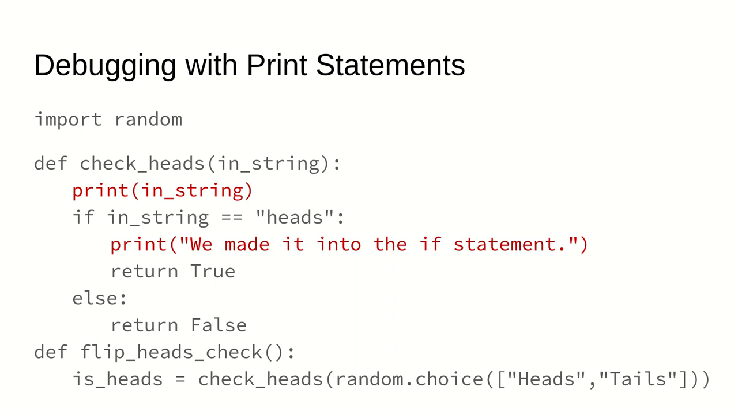Often your bugs are multi-error kind of bugs like this one. And so it's very important to test portions of your code. Test check heads on its own. Feed it just the word heads. Feed it just the word tails. Make sure you get the result that you want from it, and then move on to find a bug elsewhere in your code once you're sure that check heads fully does its job.